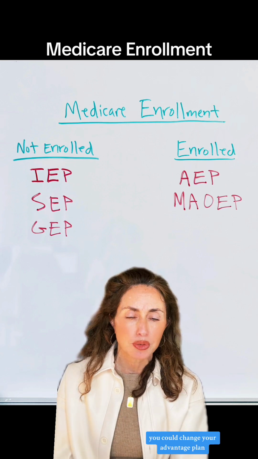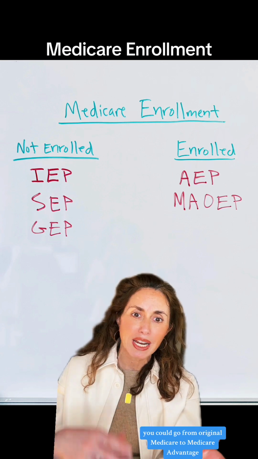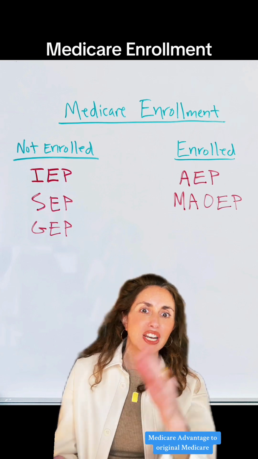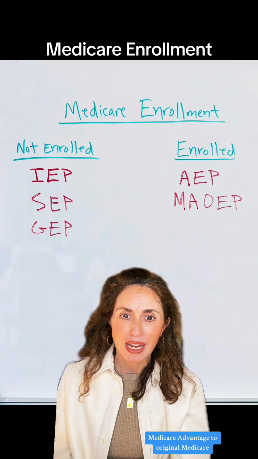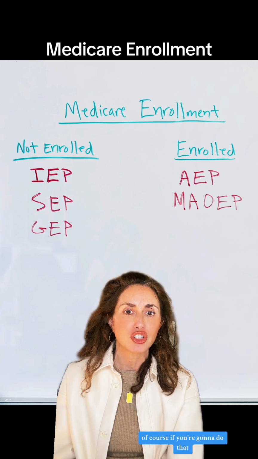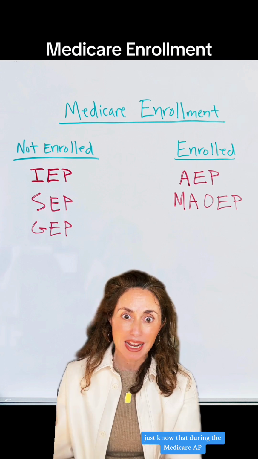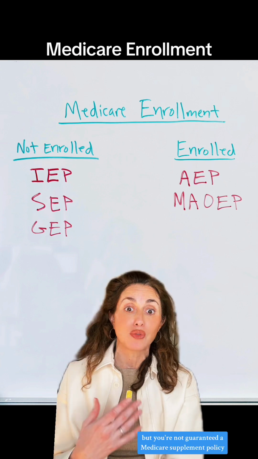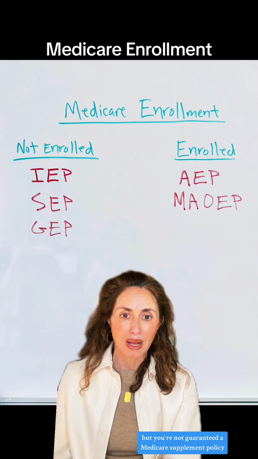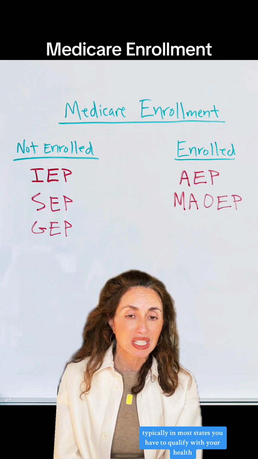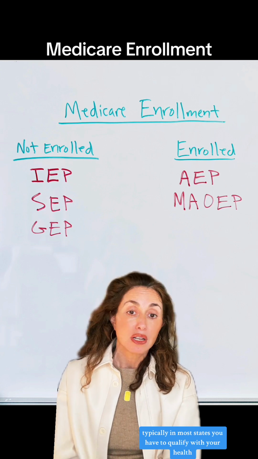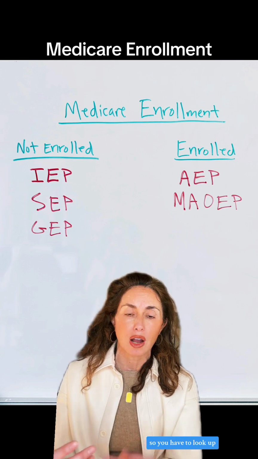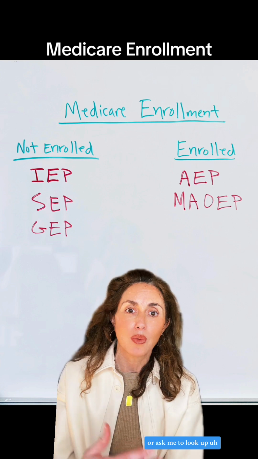You could change your Advantage plan. You could go from original Medicare to Medicare Advantage, or from Medicare Advantage to original Medicare. Of course, if you're going to do that, just know that during the Medicare AEP, you can get into original Medicare, but you're not guaranteed a Medicare supplement policy. Typically in most states, you have to qualify with your health. Some states you don't, so you have to look up or ask me to look up whether your state falls under that category.